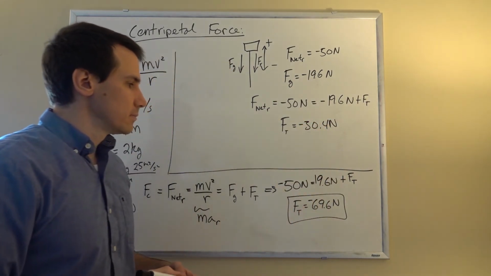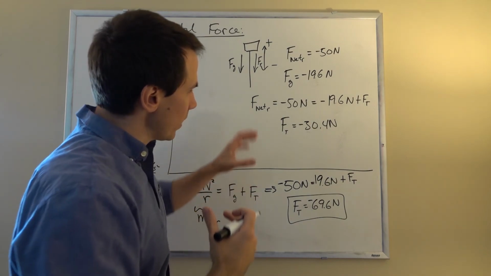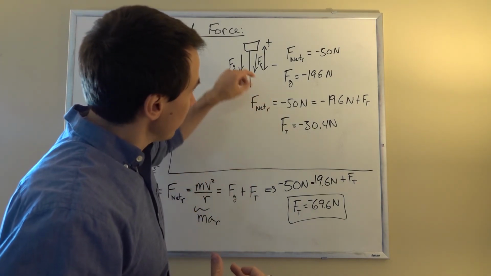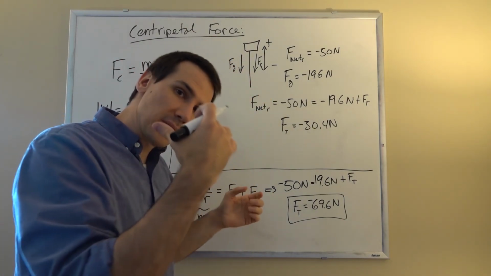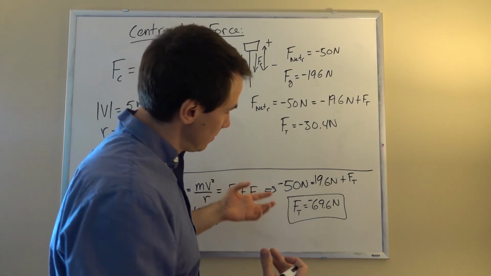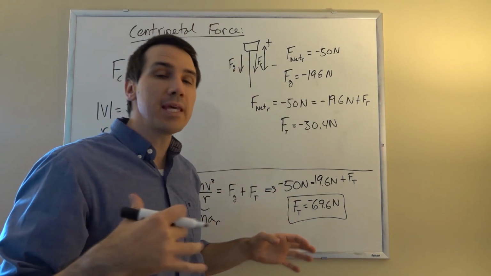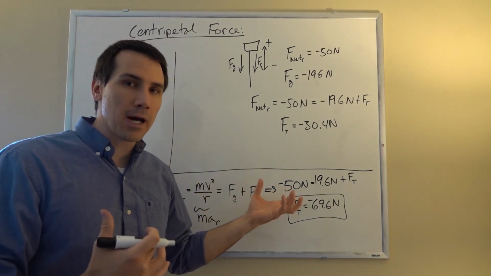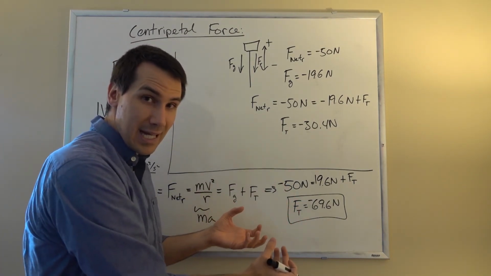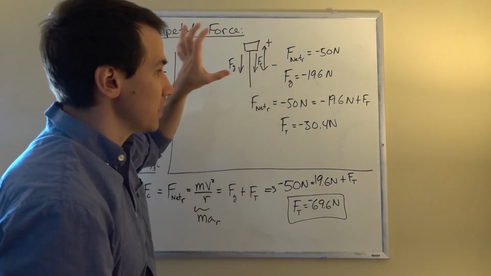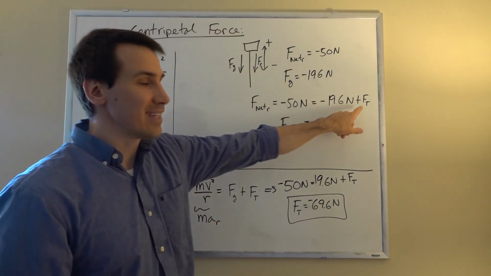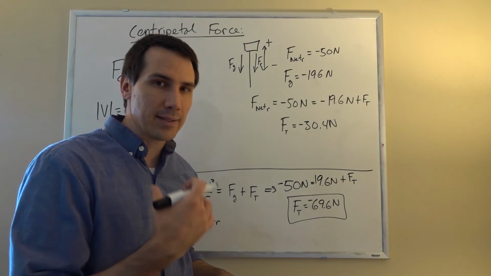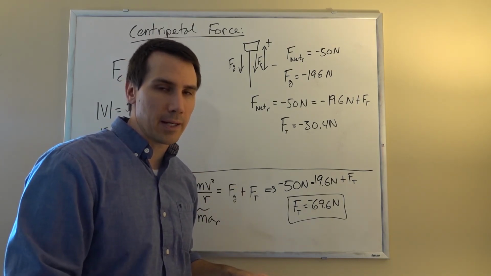Now in this case, what happened is that my force of gravity is actually helping. It is acting in the proper direction to be a centripetal force. Whereas when the mass was at the bottom, the force of gravity was trying to stop it from moving in a circle. Now it's actually helping. So I need less tension at the top than I do at the bottom.